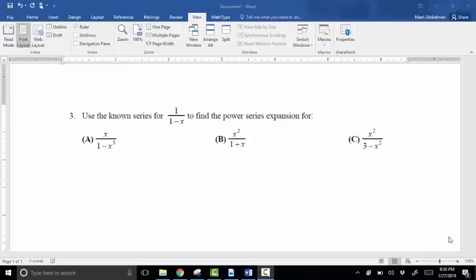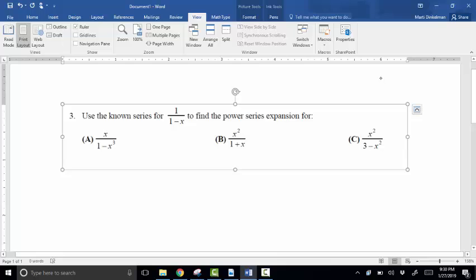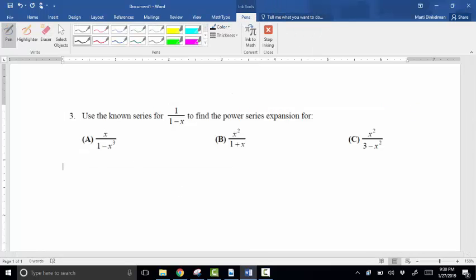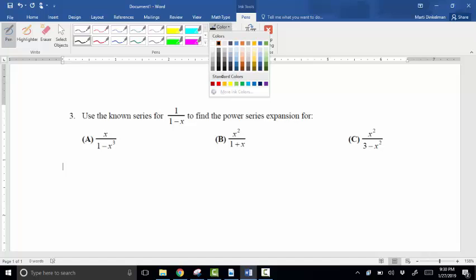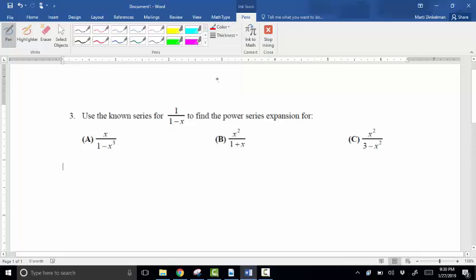This is number 3 on the Chapter 11 Part 2 exam. And they're asking us to use the known series for 1 over 1 minus x. Probably the easiest way to think about these is just to do the a over 1 minus r thought, which I think a lot of people do here. So that would be if we had this geometric series, a times r to the n, the sum would be a over 1 minus r.